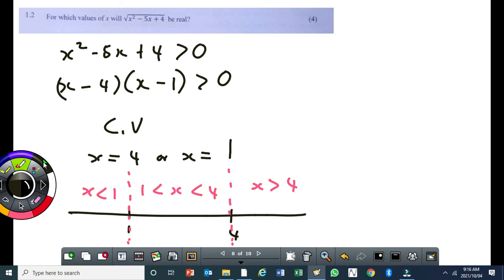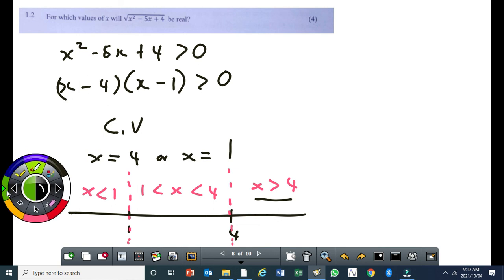Normally, I prefer to start with this one. Choose a value which is greater than 4, like 5. Put the 5 here. 5 minus 4 will give me 1. 5 minus 1 will give me 4. 1 times 4 gives me 4. Is 4 greater than 0? Yes, which means this is the solution. Are you following what I'm doing?